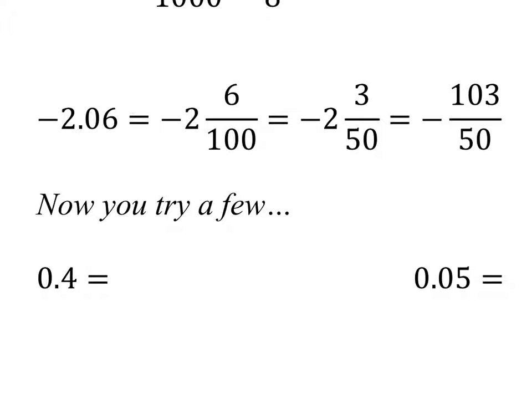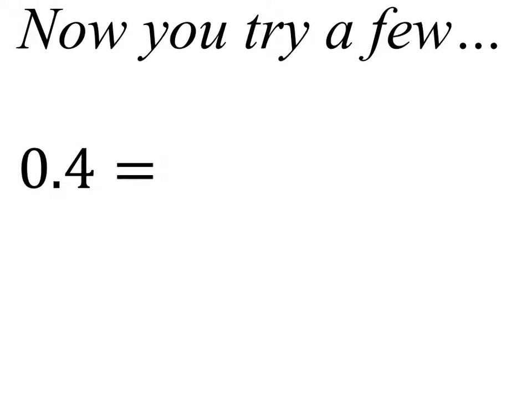Alright, so this last one, -2.06, is a mixed number because it has a whole value of 2. So we make it -2 and 6 hundredths, since the 6 is in the hundredths position. If we simplify 6 hundredths, we would get 3 fiftieths. And then to change this into an improper fraction, which are much better than these mixed numbers, we would do 2 times 50, which is 100, plus 3. So -103 fiftieths, we keep the negative. Alright, let's do this one.